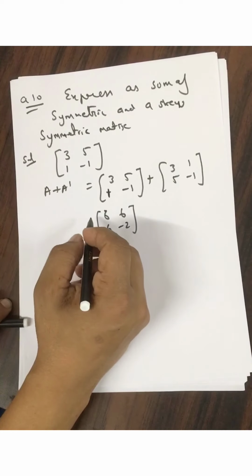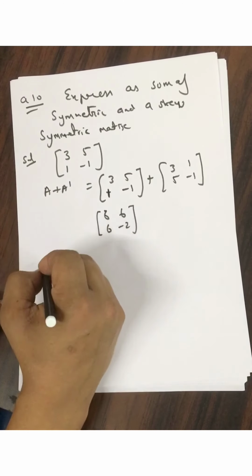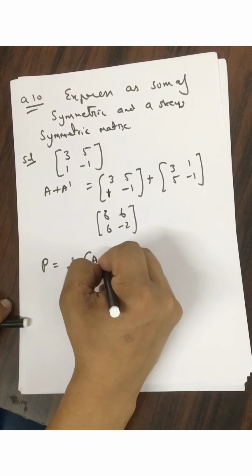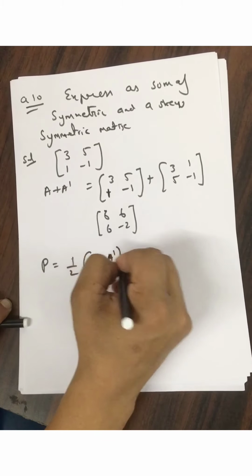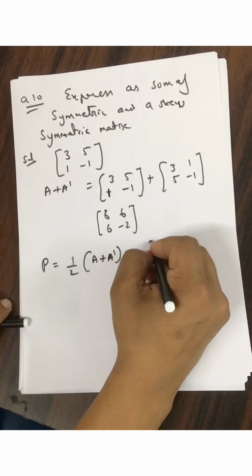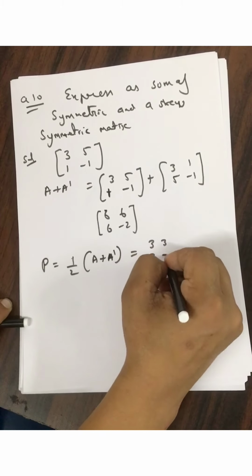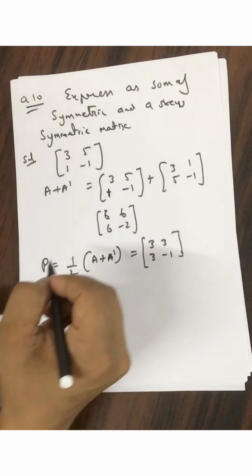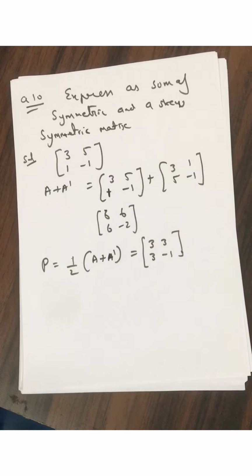Then this another one is given. Suppose P is half of A plus A dash. So it will come how much? 3, 3, 3, minus 1. I hope this much is clear. First we find A, which is given, then A dash, that is the transpose of this.